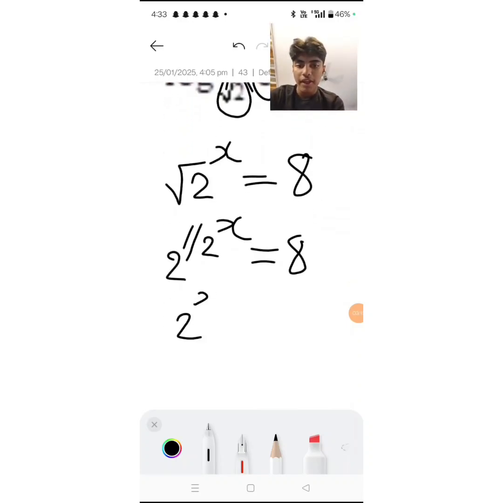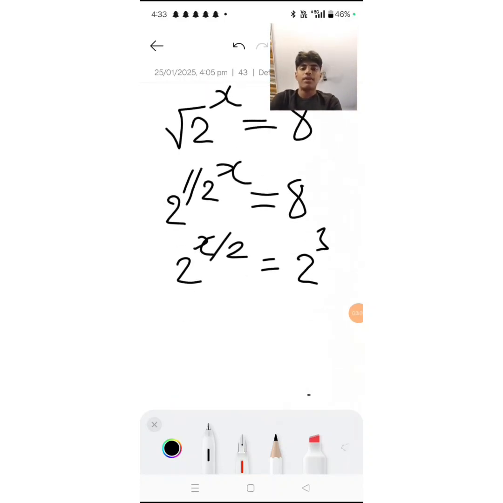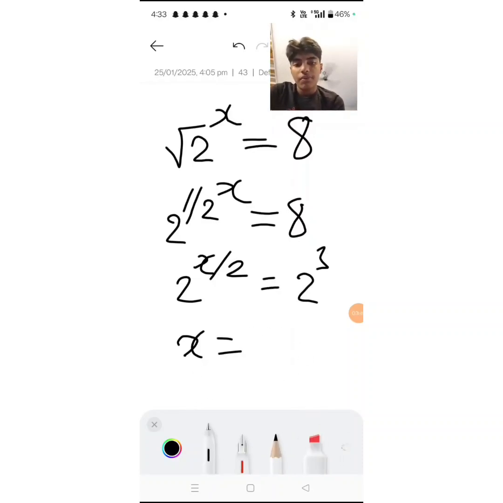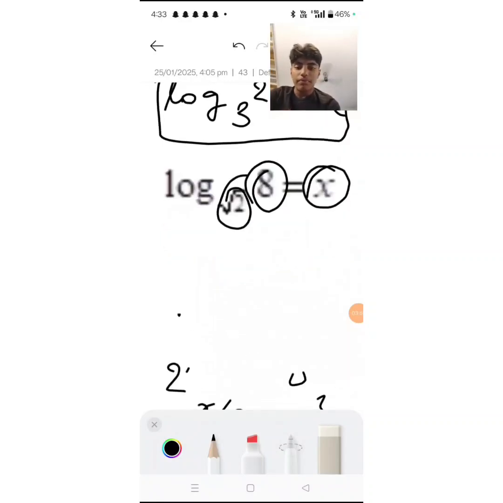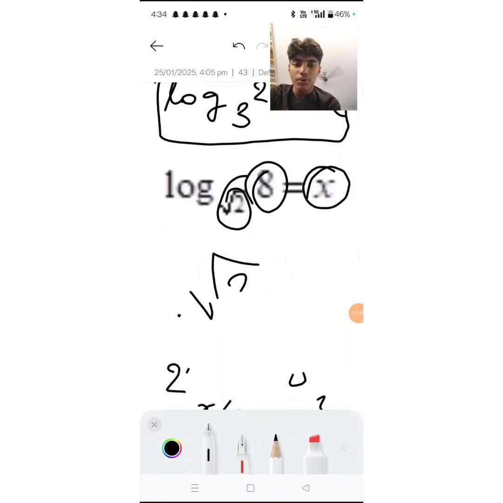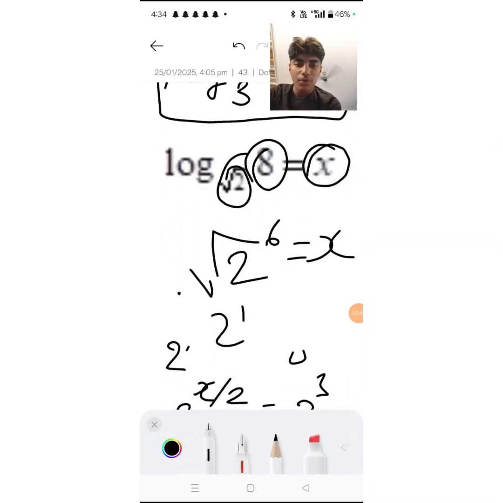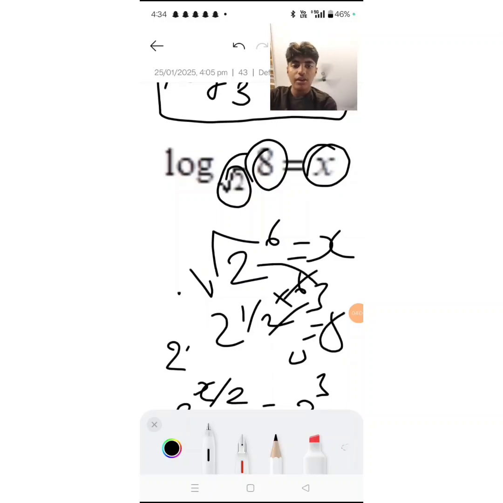So 2 to the power of x by 2 is equal to, now this 8 can be rewritten as 2 to the power of 3, right? This can be rewritten as 2 to the power of 3 because I'm not changing anything. I'm just making both sides have the same base. So x by 2 is equal to 3. Therefore the value of x is just 3 times 2, which is 6. So x is equal to 6. If you plug this in, you'll actually see that it's 6. So root 2 to the power of 6, because 2 to the half into 6 is just 2 to the power of 3, which is 8. So this is how you solve this.